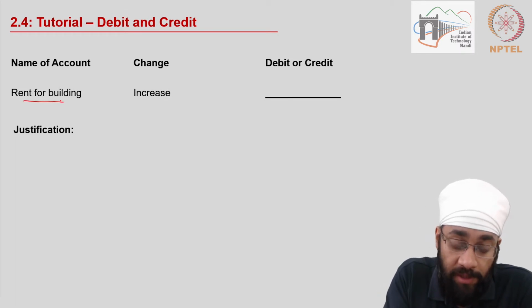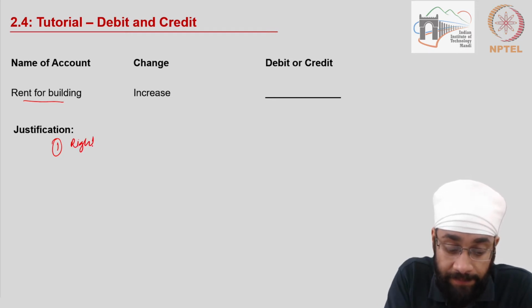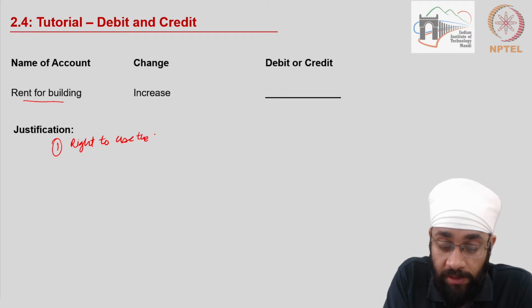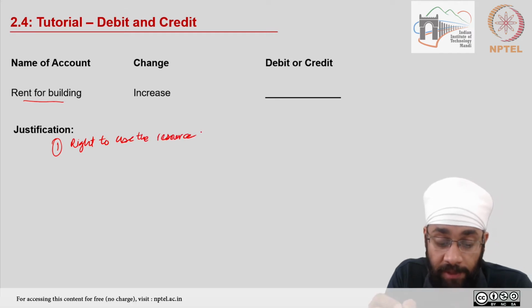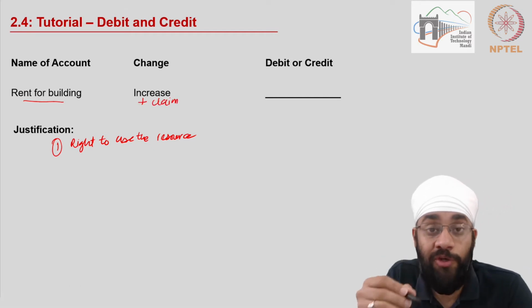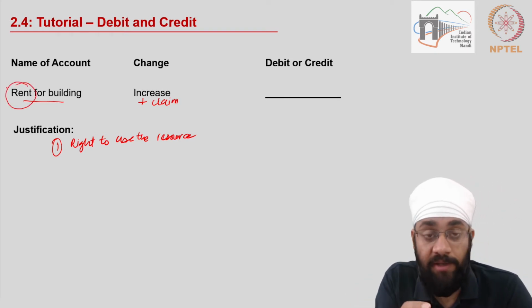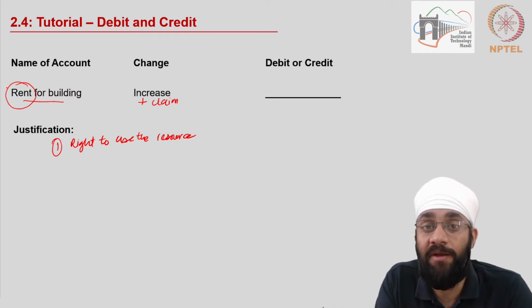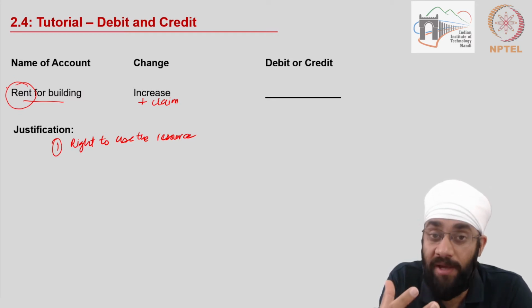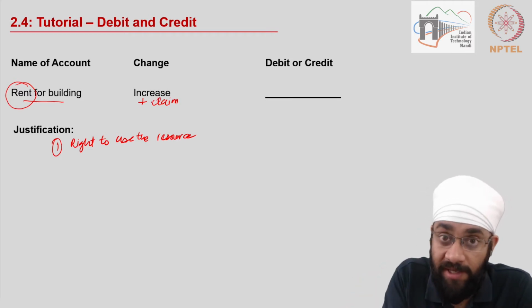Rent for building. If you remember, rent, when you pay, gives you a right to use the resource, to use the property. So there is an increase in the claim of the business over the use of this asset, which is called building here. Please remember, rent does not refer to the money that is being paid. That is the cash account. That is separate. Rent represents the right that you buy to use that resource. Therefore, the right is going up here and you would write a debit.